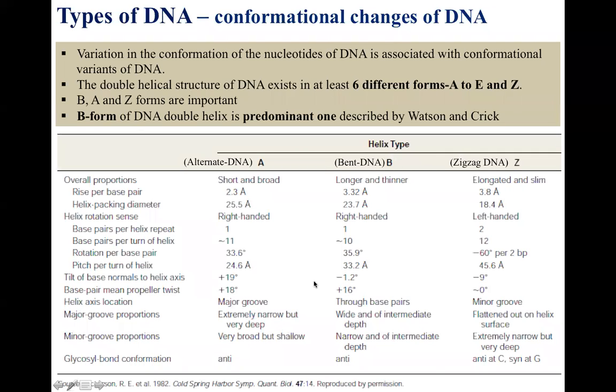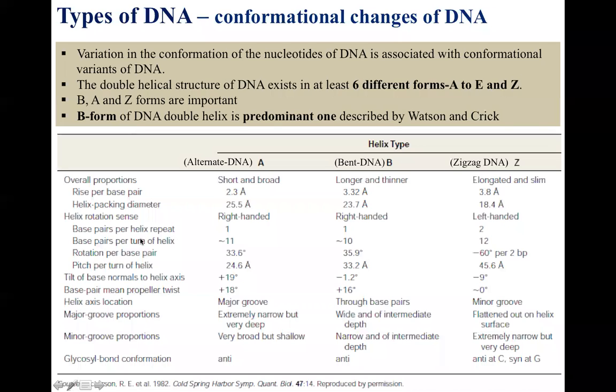This question was asked in the last exam. What is the difference between A form and B form of DNA? A form is called the alternate form of DNA, B form is called bent DNA, and Z form of DNA is called zigzag. These are the parameters I have compared across these 3 forms of DNA: overall proportions, rise per base pair, helix packing diameter, and helix rotation sense. A and B forms are right-hand coiling, whereas Z form is left-handed.